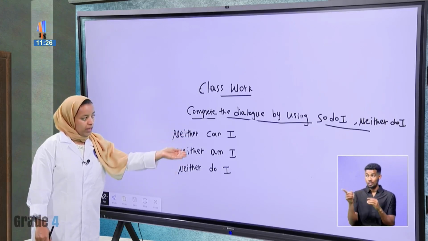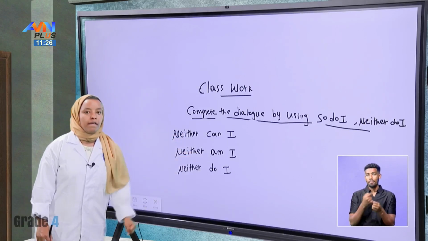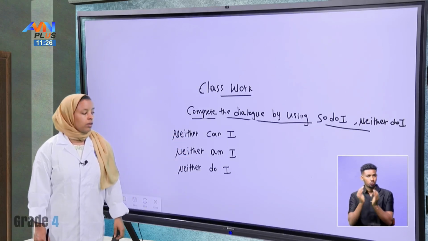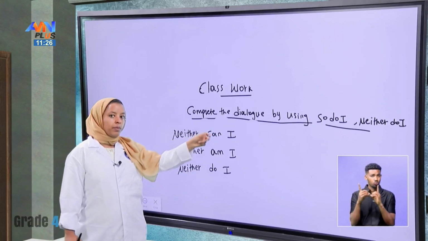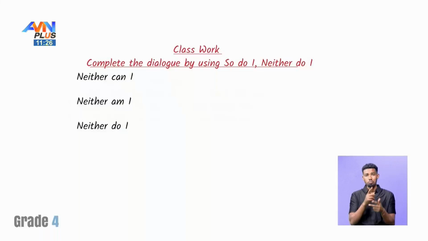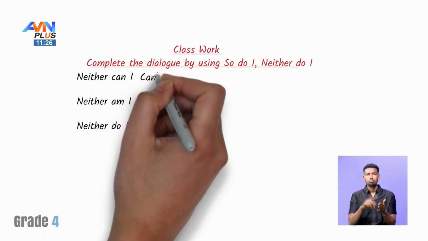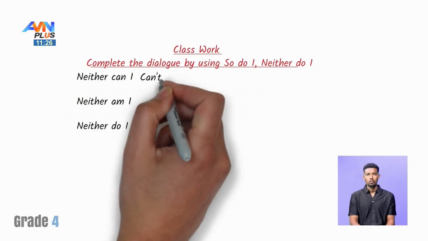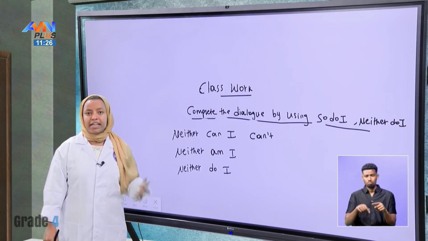By using can, and do. We can use can, and I. This one is verb to be. This one is verb to do. This one is the auxiliary or helping verb can. So this means can't. It means I can't. I can't play guitar. I can't swim.